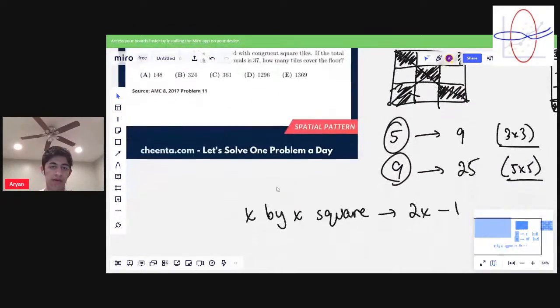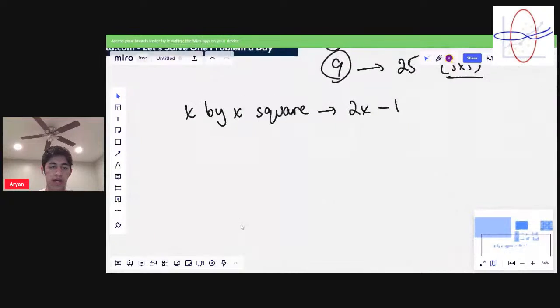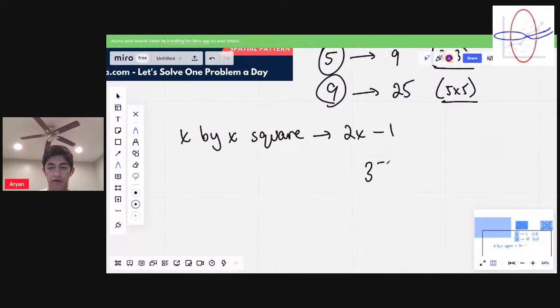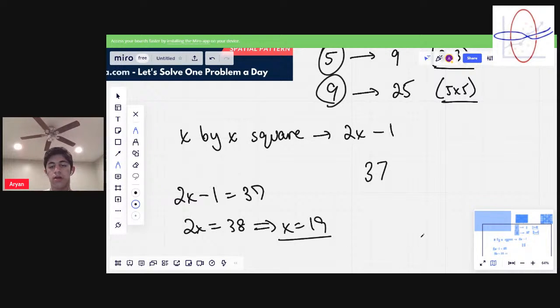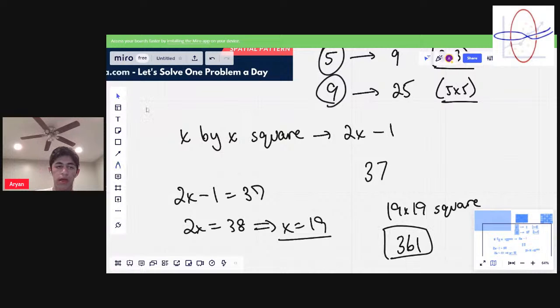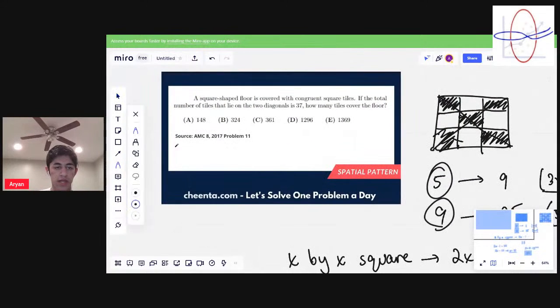And here they say 37 tiles lie on the two diagonals, which means we have a 37 right here, and we want to find the square's dimensions. So 2x minus 1 is equal to 37, 2x equals 38, that means x equals 19. So we have a 19 by 19 square, and the total number of tiles would just be 19 times 19, which is 361. If we go back up, we see that corresponds to answer choice C.